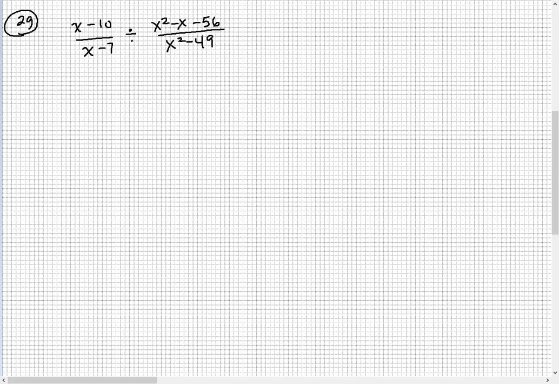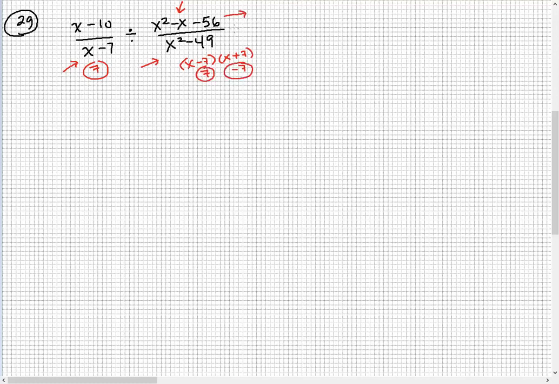All right, this is the next problem, 2G. Let's get the excluded values. They come from the denominators and from the numerator, and there's some factoring to do. From here, we're going to get 7. From here, this is x minus 7, x plus 7. So we're going to get a 7 and a negative 7.